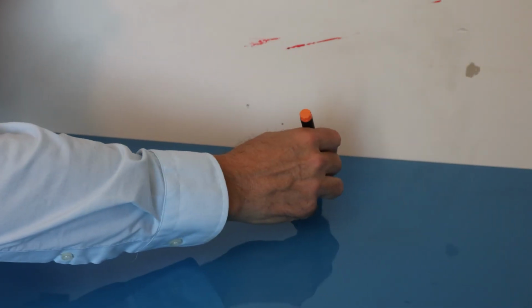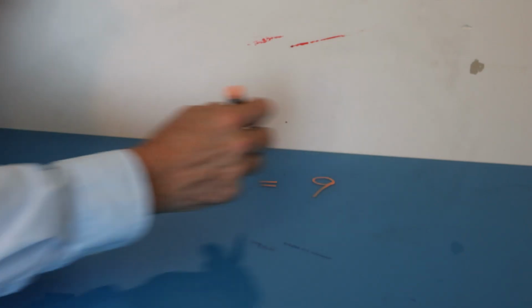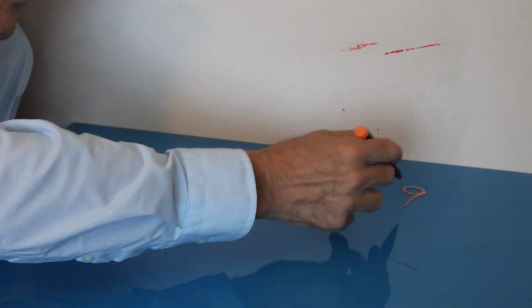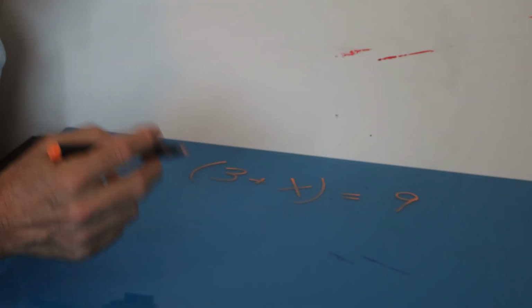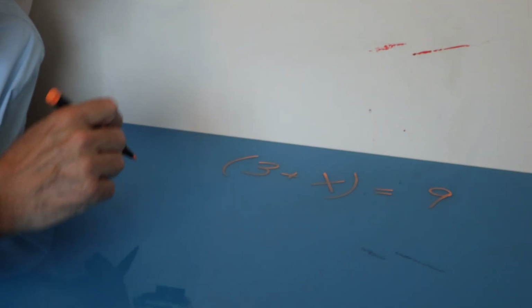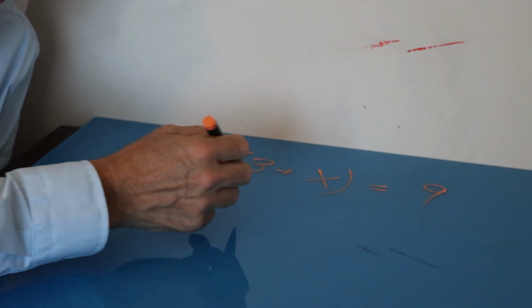So, we know that the total of 3 plus x equals 9. Okay? X is the variable. You could use any letter you want. A, B, C, all the way to Z. But usually people use x.